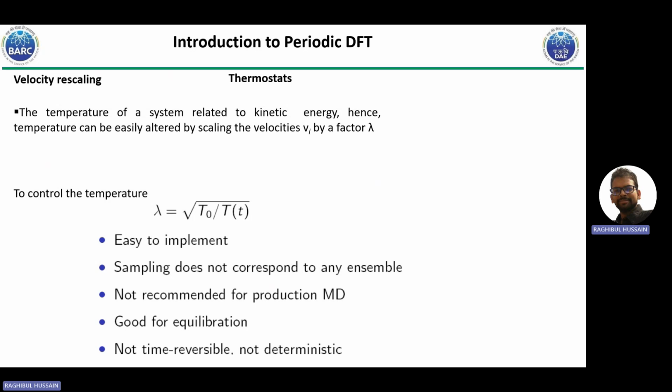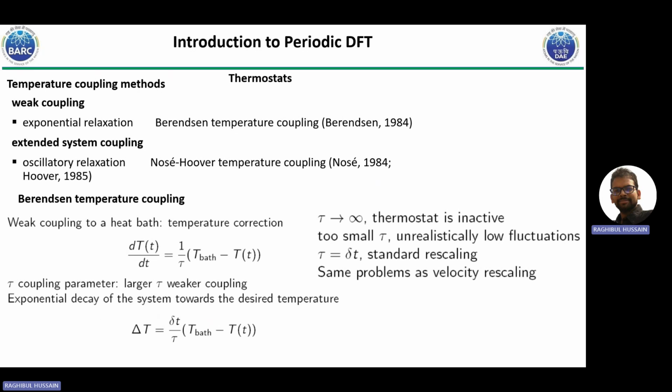So this is, as I was telling, you can do the velocity rescaling. You can put one constant parameter which can scale your temperature; this is your desired temperature, this is your instant temperature, and you can do the scaling. I am not going into details. Then this is the thermostat.